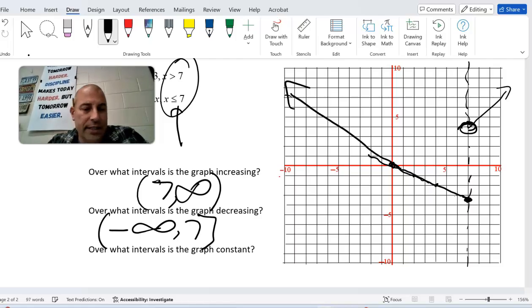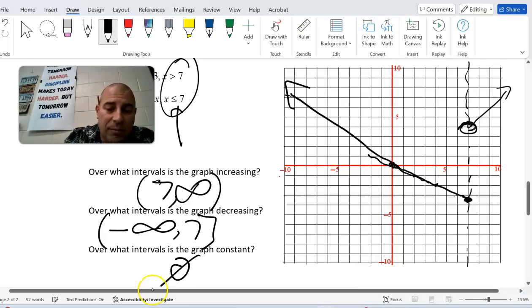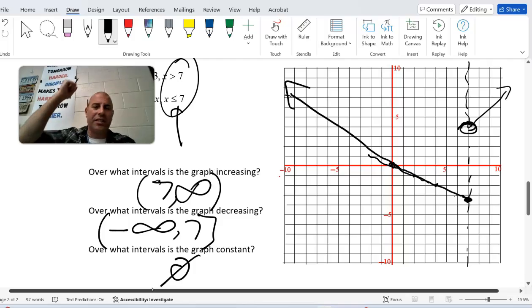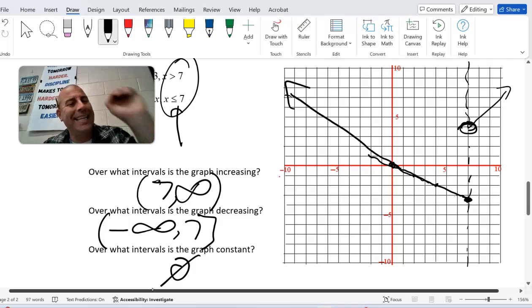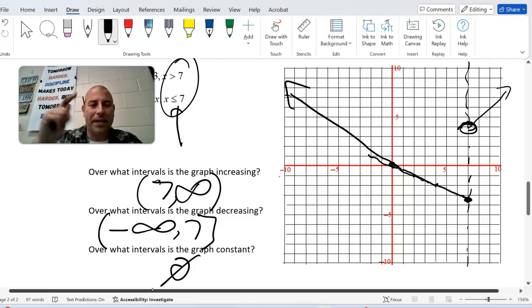And over which intervals is the graph constant? Well, you could even give me an empty set symbol because there's nowhere. It's the horizontal line that's there. All right, here we go, people. That's all that we got here for you today. Piecewise functions. All right, you are graphing just pieces of each function based on the rules.